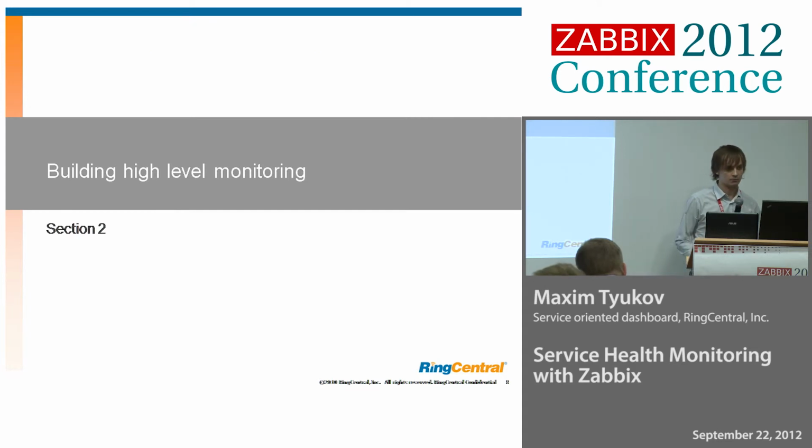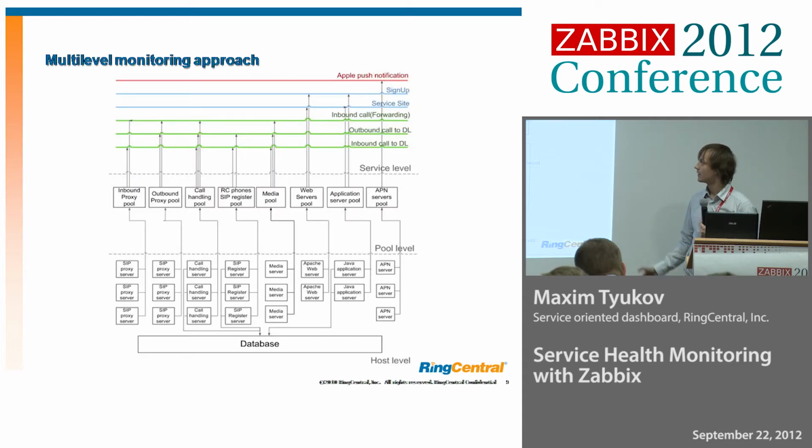When we talk about high-level monitoring, we also mean some kind of items and alerts in Zabbix. But to build these alerts, to understand the essence of these items and alerts, we need to create a multi-level monitoring approach. And that is a multi-level monitoring architecture. It's built using the RingCentral example, very close to the real architecture.